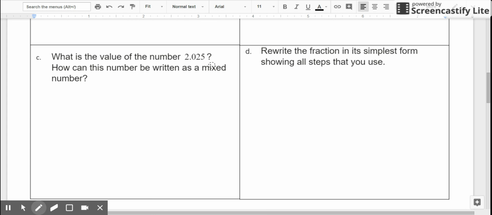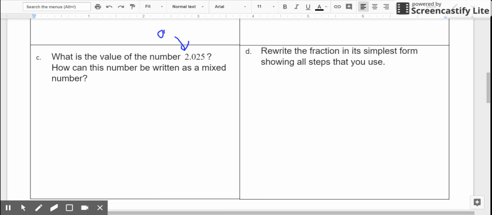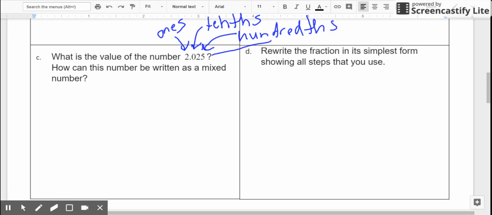So let's use this same strategy, 2.025. I know that 2 is in the ones column, 0 is in the tenths column, 2 is in the hundredths column, and 5 is in the thousandths column.